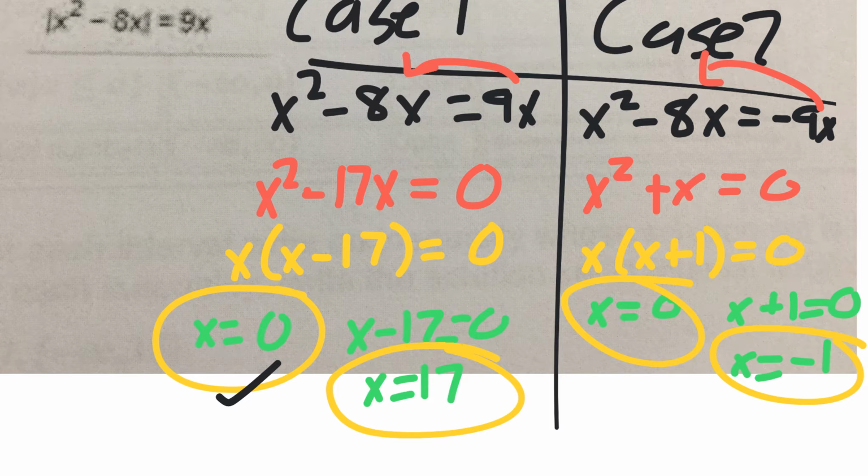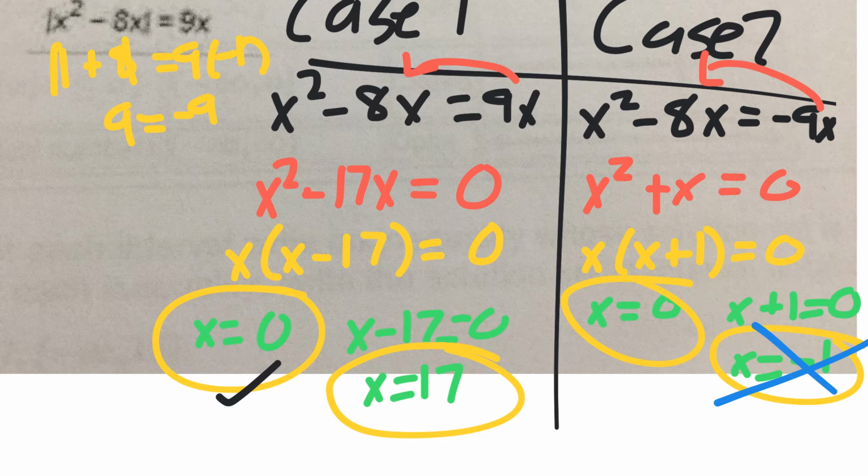I'm going to try negative 1 next. Negative 1 squared is 1. Negative 8 times negative 1 is positive 8 equals 9 times negative 1. That tells me 9 equals negative 9. That does not work. So that means negative 1 is not a valid solution.